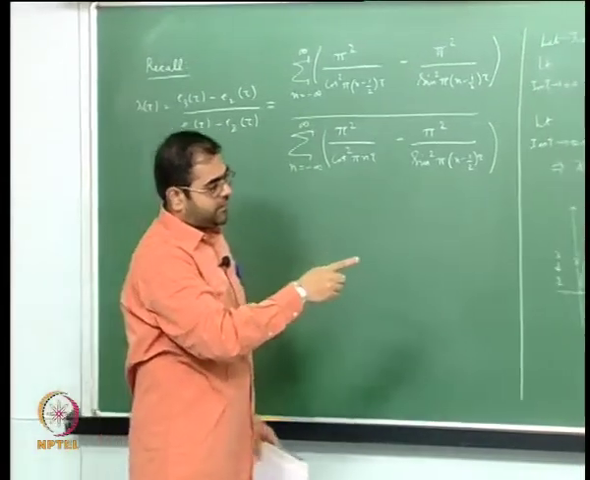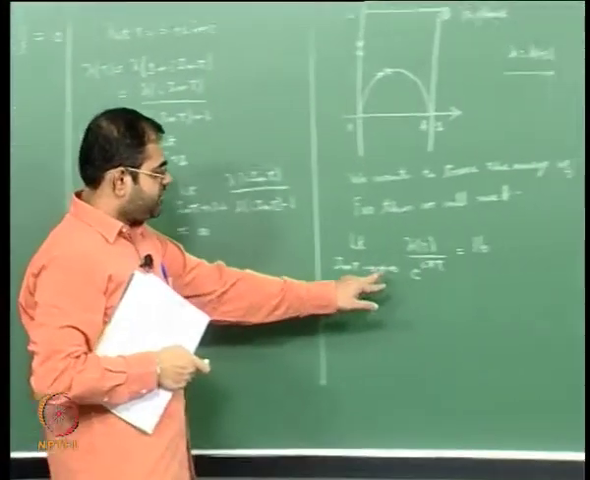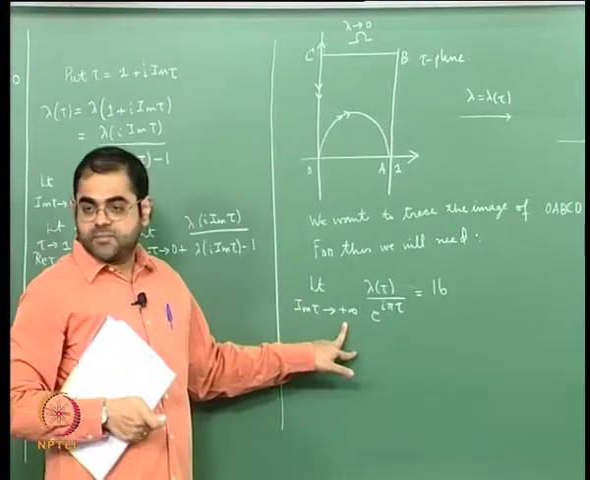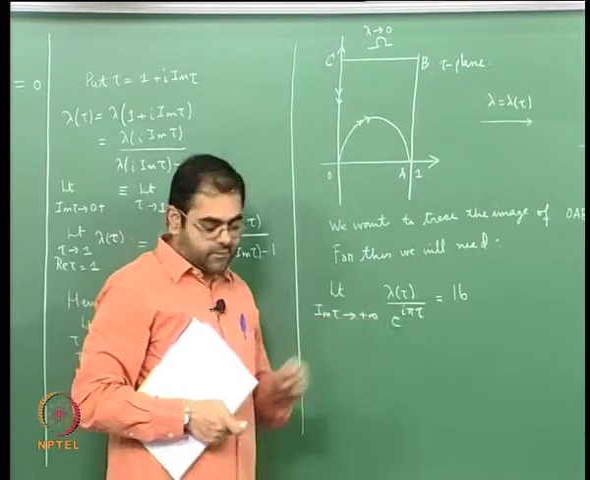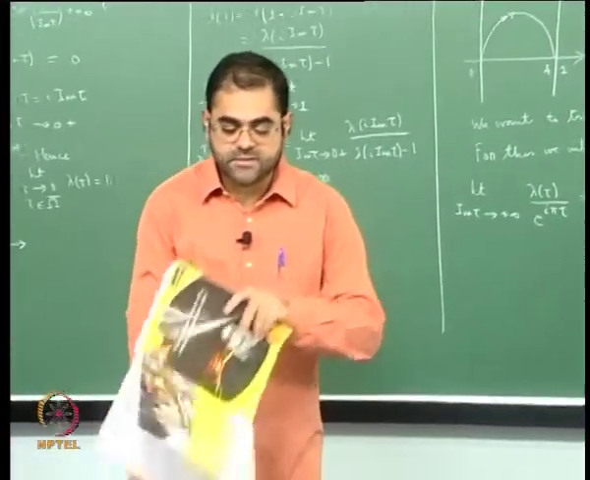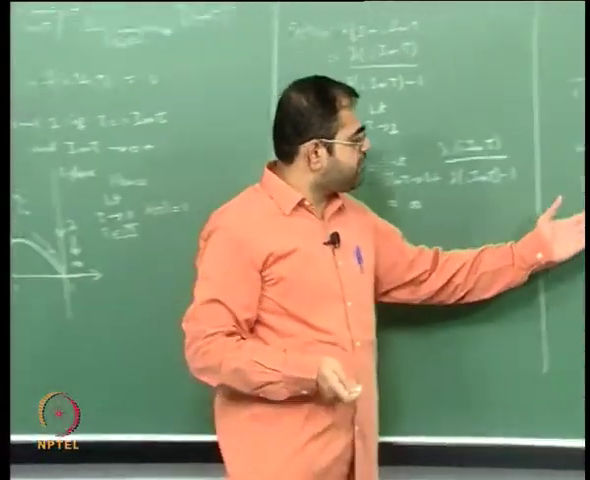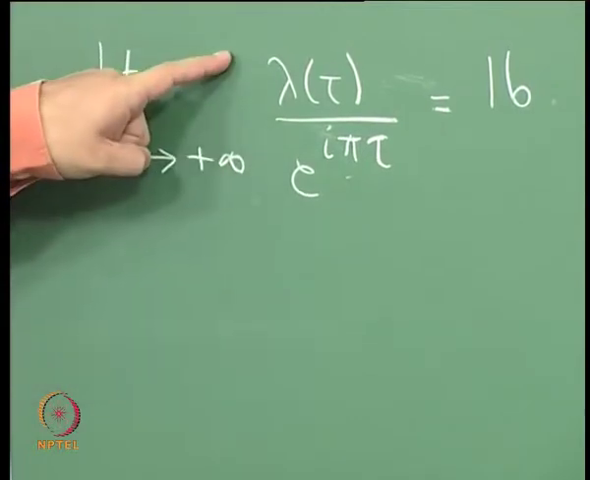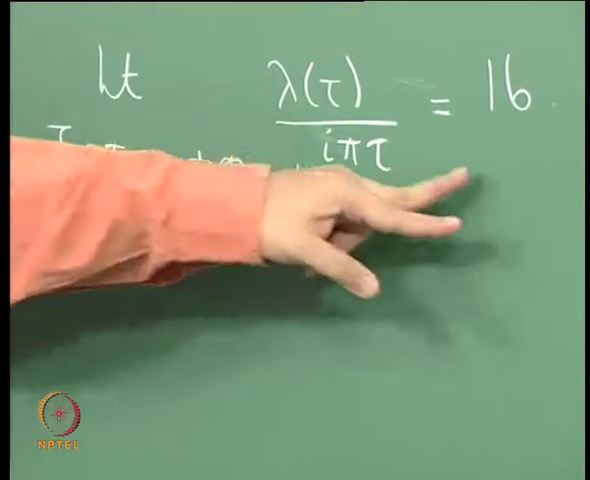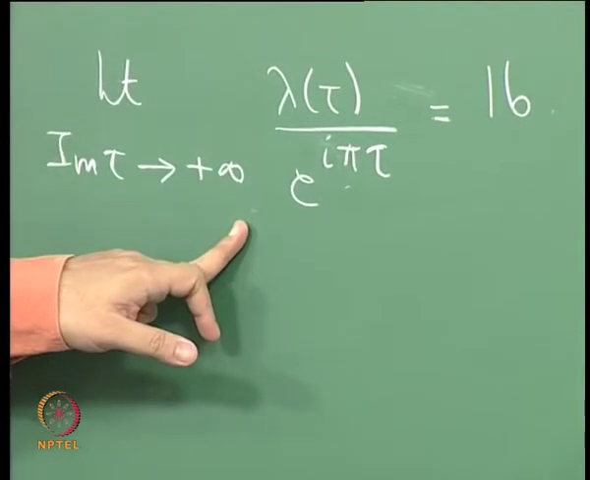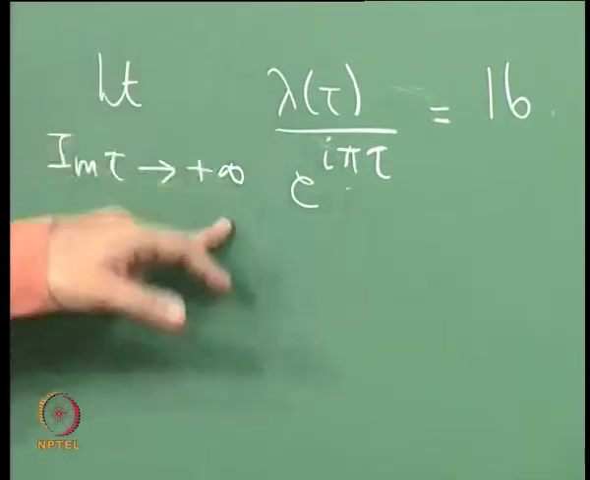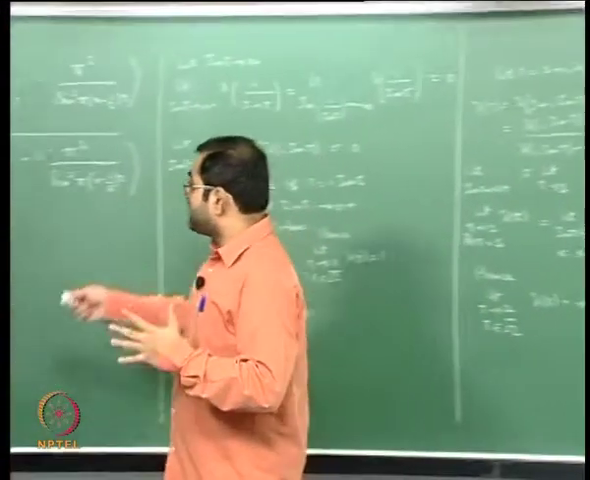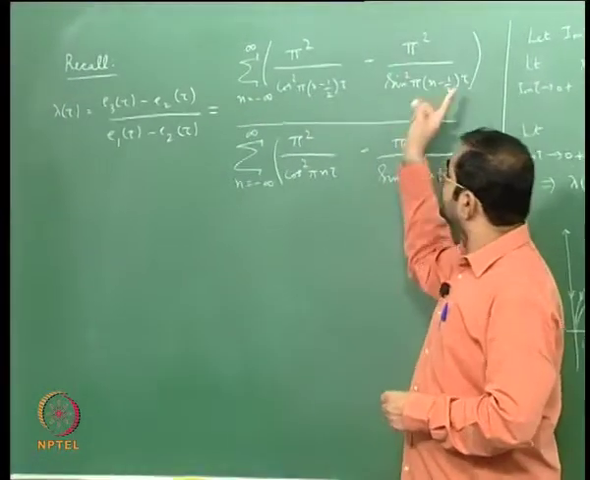I want to compute what happens to lambda of tau by e power i pi tau as the imaginary part of tau goes to plus infinity. I am just comparing the orders to which these two vanish at infinity, and I am saying that though each vanishes at infinity, the ratio is finite, and that's what this says. But the vanishing of lambda of tau is essentially due to the vanishing of the numerator.